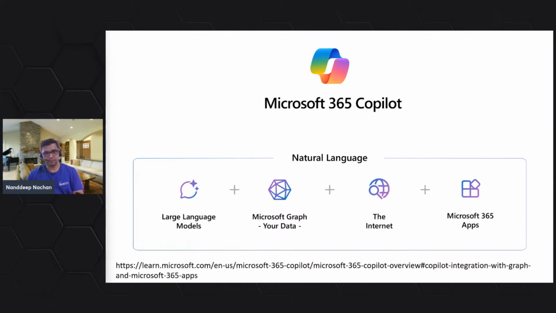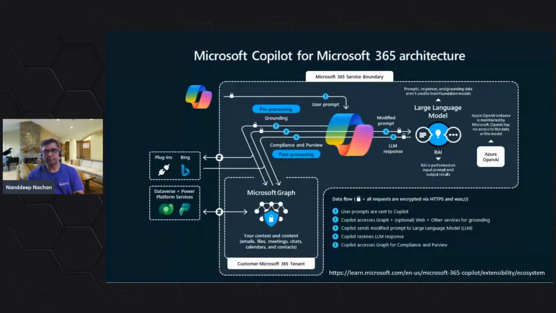So let's go ahead and see the Microsoft 365 Copilot architecture. The image illustrates the architecture of Microsoft Copilot for Microsoft 365, highlighting how it interacts with user data and services to deliver AI-powered assistance. Here is a breakdown of the key components and processes. Let's first see the Microsoft 365 service boundary.